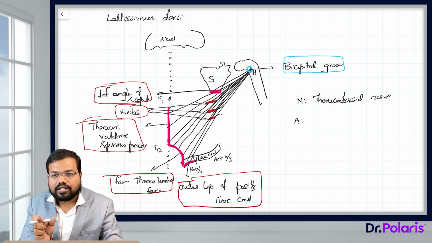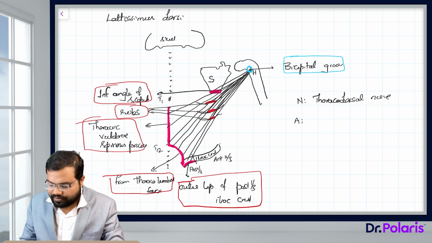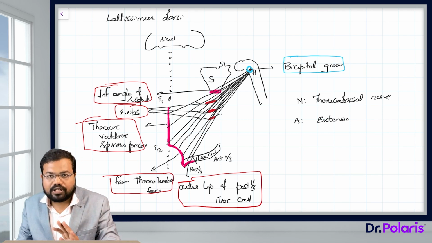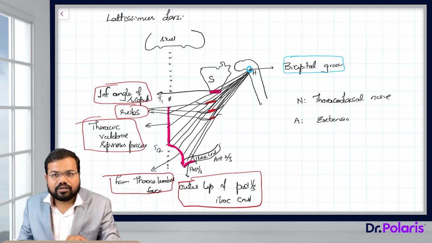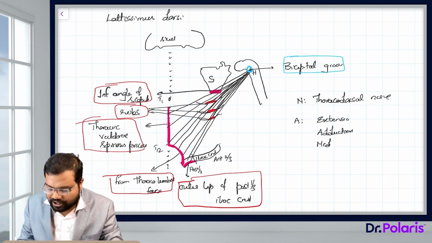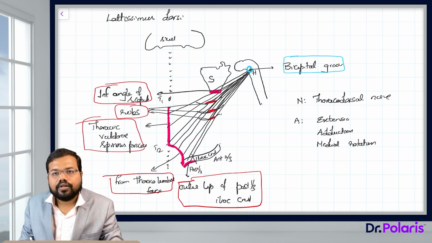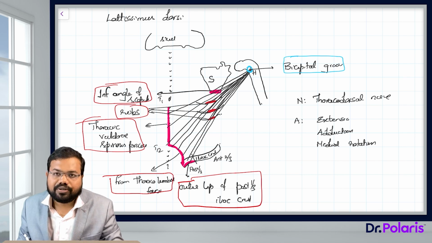Coming to the actions of latissimus dorsi, when it is coming from the posterior end, whenever it contracts, the upper limb will go posteriorly, that is called extension. And because the fibers from the origin are towards the medial and the insertion towards the lateral, whenever the contraction is there, it drags the upper limb towards the medial side. That is called adduction, and it causes slight medial rotation also. So it has three actions: extension, adduction, and medial rotation.